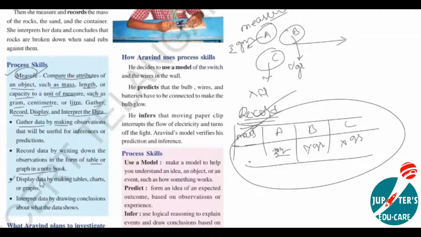Then display. Display data by making tables, charts, or graphs. Means whatever data she collected, she is displaying in the form of a table. Then interpret data by drawing conclusions about what the data shows. This is after the experiment. Again, she will get some data, so she has to compare both tables. Then she can interpret the result and conclusion. Right. So first, let us come to the experiment.